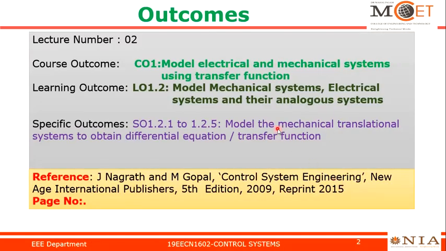So the outcomes of this lecture number 2: CO is the first unit, and the LO is to model mechanical systems, electrical systems and their 5 different SOs, which covers mechanical translation system to obtain differential equation or transfer function. The reference is Nakwat and Gopal.